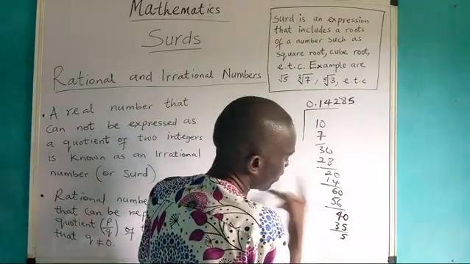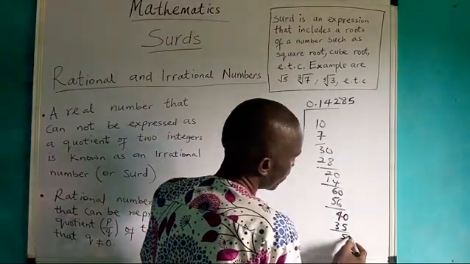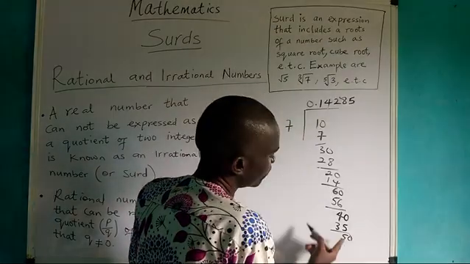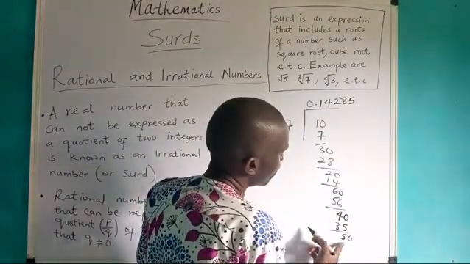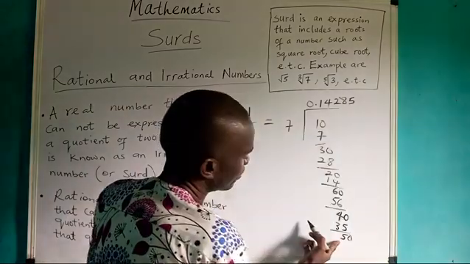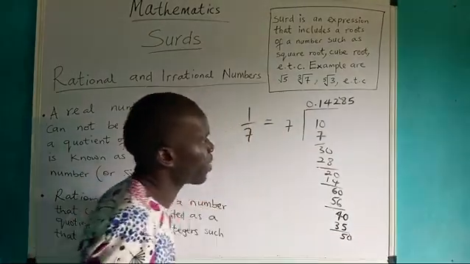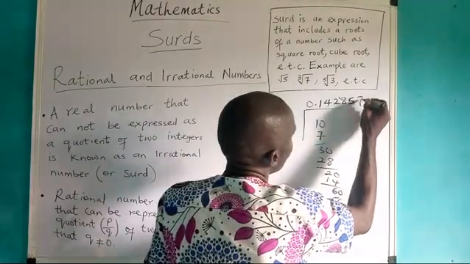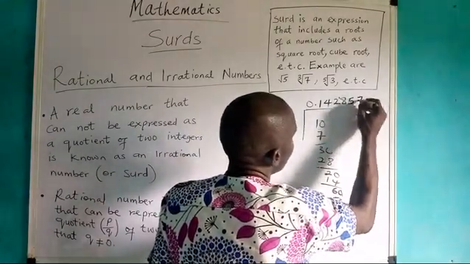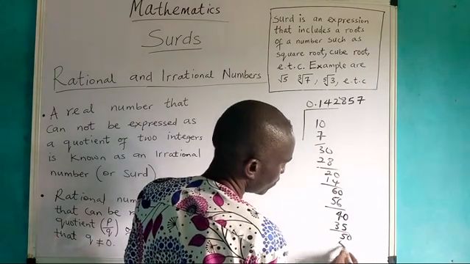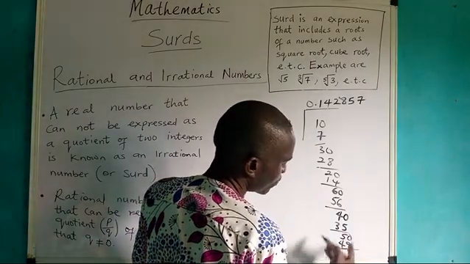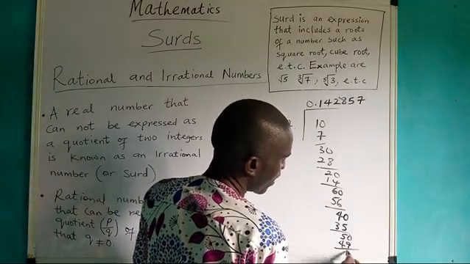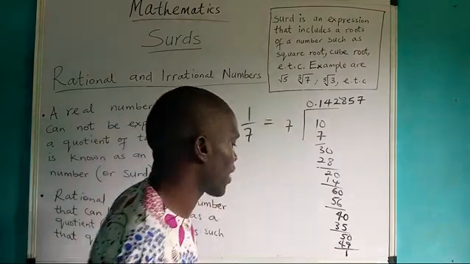Okay, meaning 7 still cannot share 5. Add 0 to it so that 7 can share. If 7 shares 50 now, what do we have? It means that we are going to have 7 because 7 times 7 is 49. Now when you minus it, what do we have? We have 1. Okay, at this position, I can stop here.